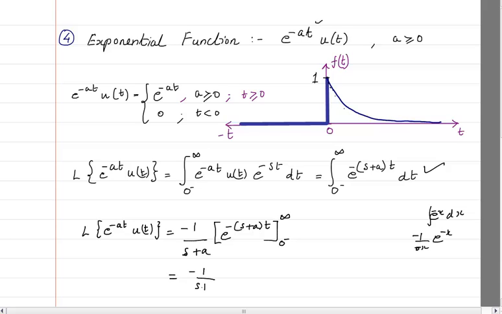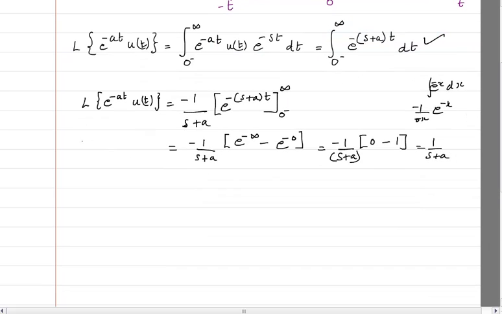So instead of t, if I am going to put, I will write this as minus 1 by s plus a and e raised to power minus infinity minus of e raised to power minus 0. Minus 0 is having only one value, which is 0, so no need of writing minus 0. So this will become minus 1 by s plus a, and e raised to power minus infinity is 0, minus e raised to power 0 is 1, that minus and minus will cancel and we will get 1 by s plus a. So this is again Laplace of e raised to power minus at u of t.